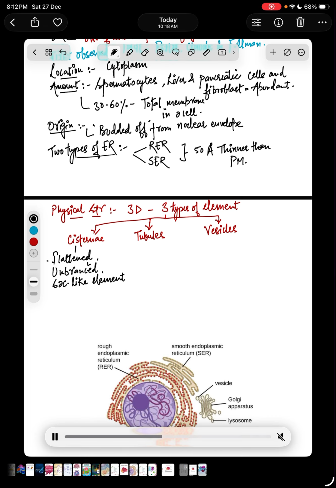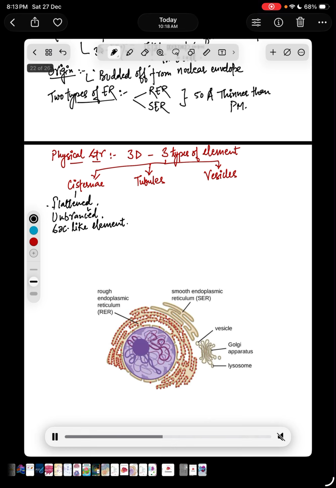It contains two glycoproteins, one is riboforin 1 and second is riboforin 2, which help to bind ribosomes on its surface. Means these two, riboforin 1 and 2, help the ribosomes to bind on the cisternae surface. And if the question is asked what makes the RER rough, then it is the cisternae part where ribosomes are present.